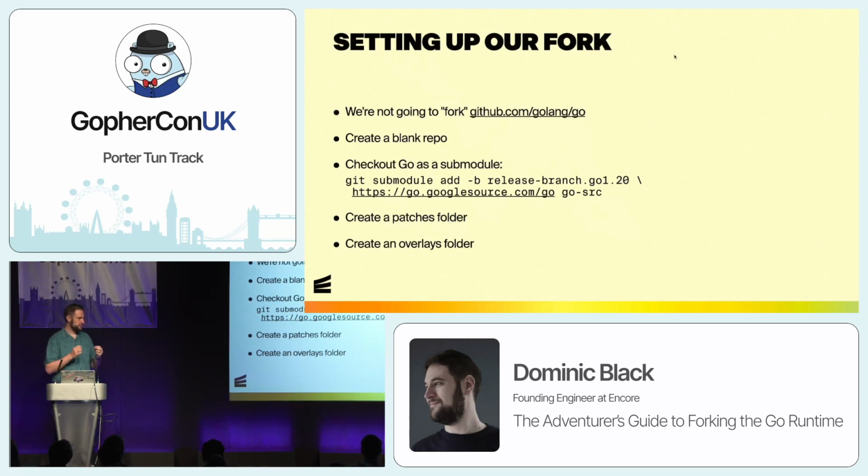Once we have that, we'll create a patches folder in our repository. The patches folder will contain the diffs of what we're actually changing within the Go code itself. And we want to keep these diffs as small as possible. The reason we want to keep them as diffs rather than just directly modifying Go is twofold. Firstly, when a new version of Go comes out, we want to be able to reapply our diffs. And if they don't apply cleanly, we want to be able to rewrite them easily.